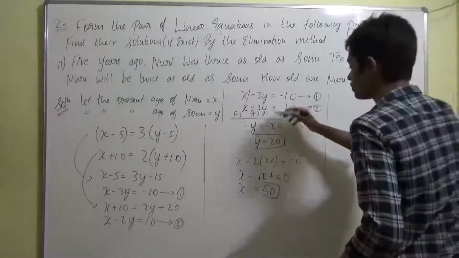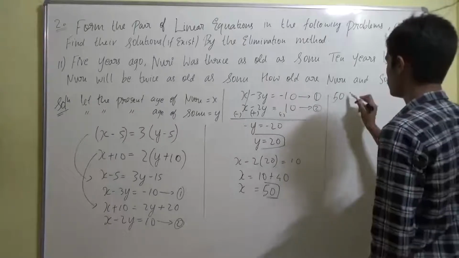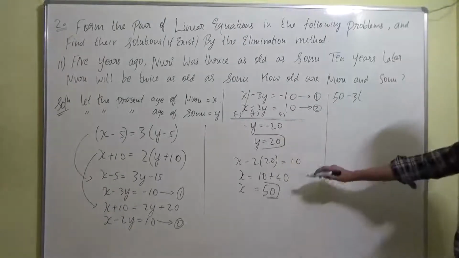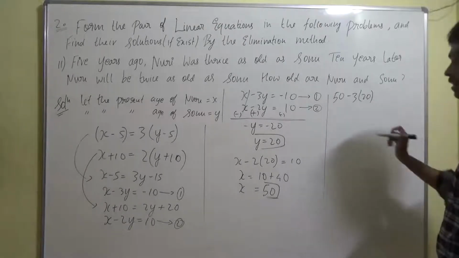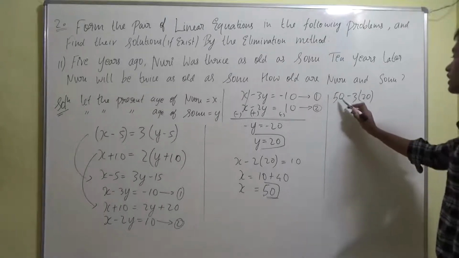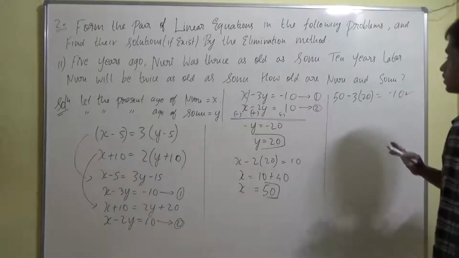So the equation 1, if you plug in the values of x and y, it becomes 50. In place of x, I'm putting 50, minus 3 into the y value, which I'm going to put as 20. Now we have to see whether it's going to come as minus 10. So 50 minus 3 into 20 is minus 60, right? 3 into 20 is 60. 50 minus 60 becomes equal to minus 10. See here, it's equal to the RHS. So it's verified.